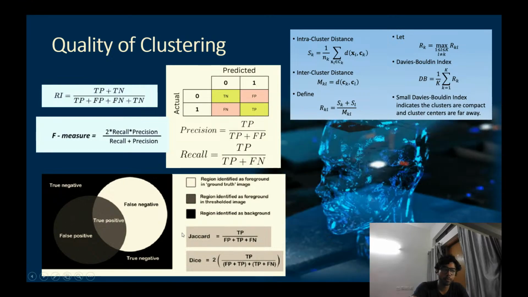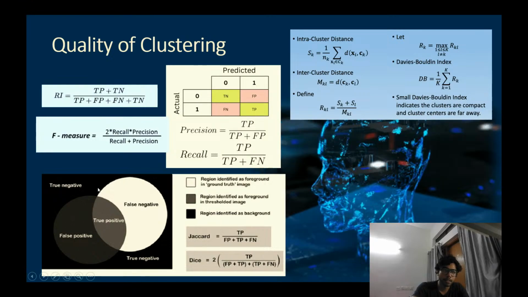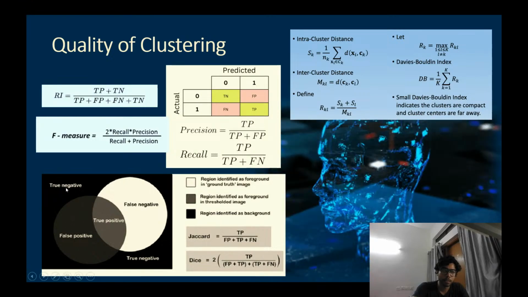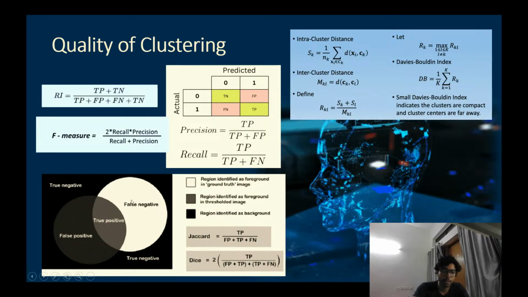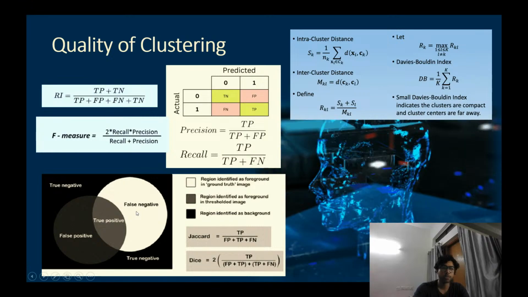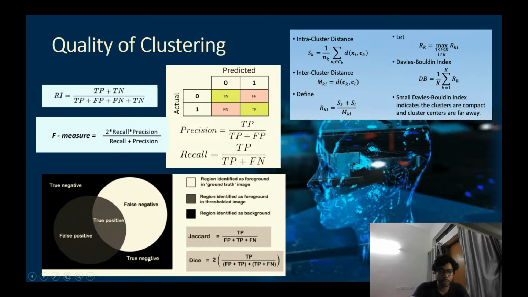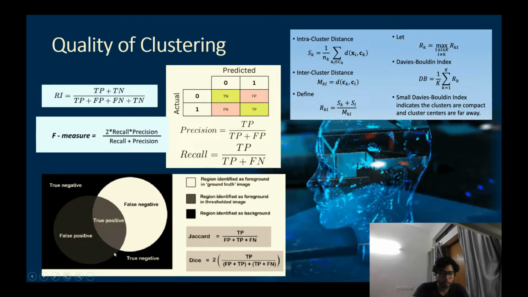interpretation of how to visualize this Jaccard index. If you see from this Venn diagram, these are basically false positives and this white region is basically false negatives. In between, the intersection is your true positive, and everything else is true negative.